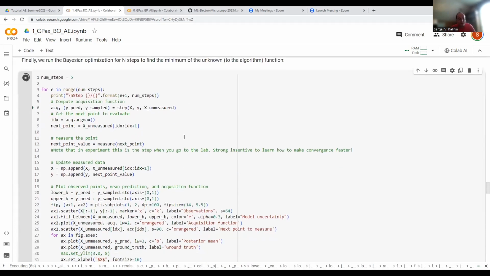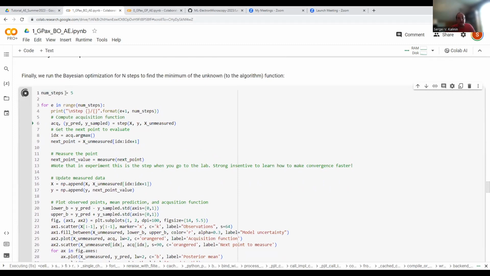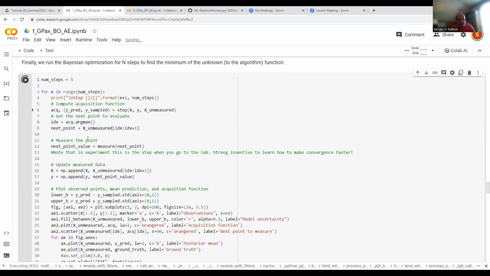Now let's see how the Bayesian optimization is going to run. The cycle here is very simple. We define the number of steps, which is our experimental budget. We start by making a single step. The step returns to us the acquisition function, prediction, and posterior distribution. We choose the point where the acquisition function is maximal, and we say that our next point is going to be exactly this x unmeasured. So we choose our next measurement point where there is a maximum of the acquisition function.